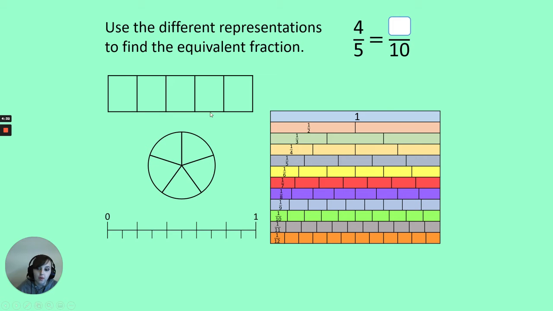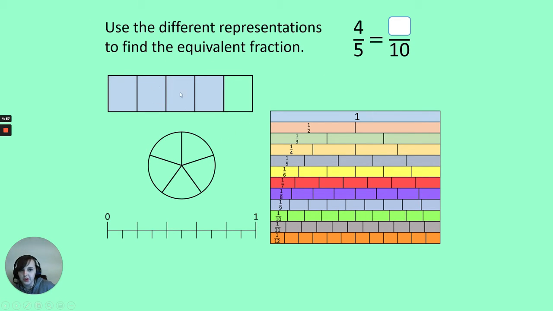We've got lots of different representations here that we could use, and we're trying to find a fraction that's the same as, equivalent to, 4/5. I'd like you to hit pause, have a look at these representations. How will you find 4/5 equivalent in tenths? How will you find how many tenths there are? Let's have a look together.